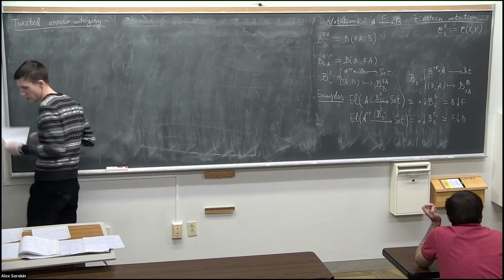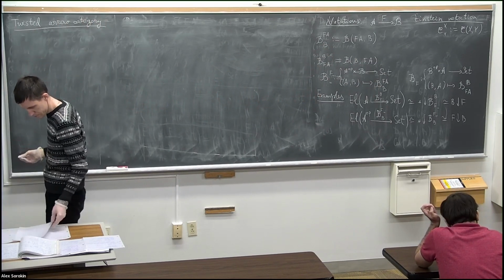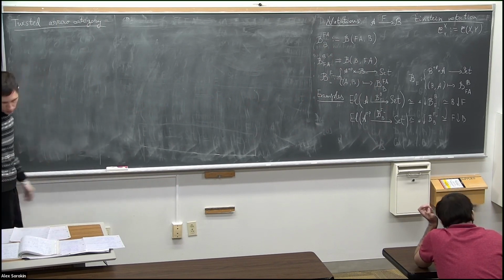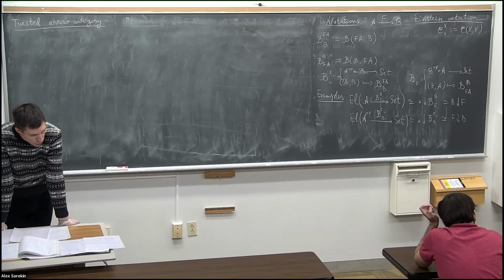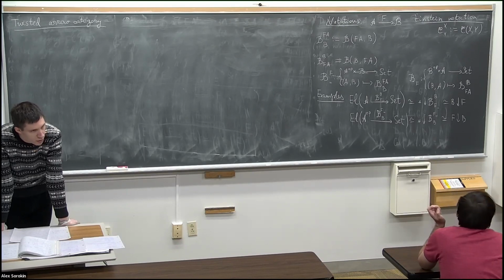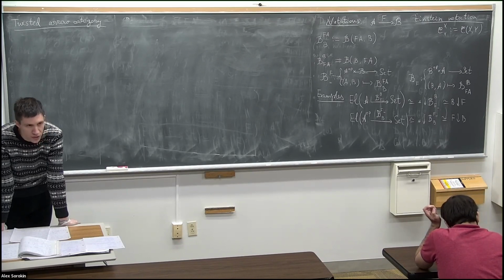Twisted arrow category. When you are trying to learn and prove Quillen's Theorem A, you will suddenly see the twisted arrow category. That's one of the first occurrences, though not the last. So what is the twisted arrow category?